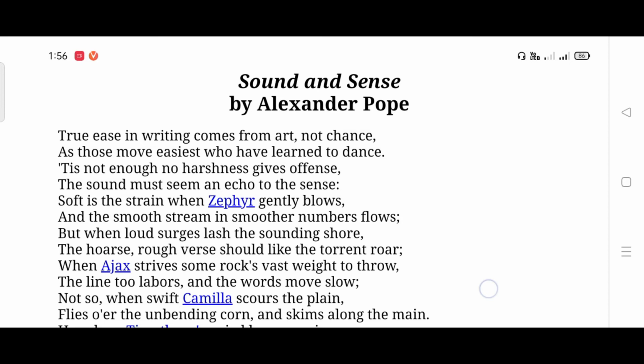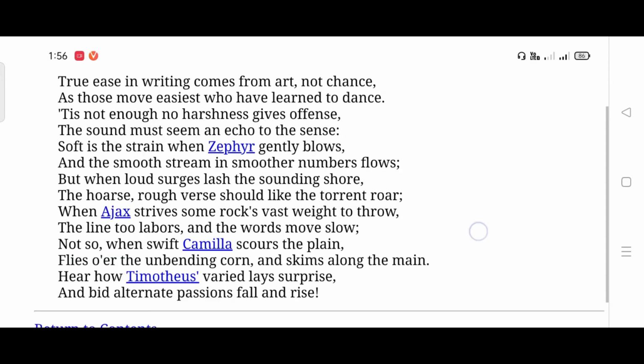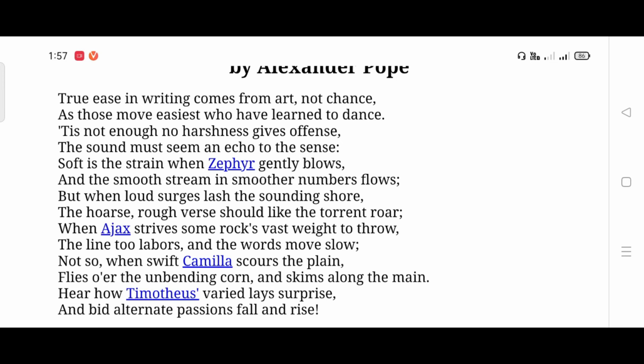See, it's not an easy task to write poetry. It seems that it's very easy to write poetry. No, it is not. Now, in the next couplet, Alexander is saying, not so when swift Camilla scours the plain, flies o'er the unbending corn, and skims along the main. Hear how Timotheus' varied lays surprise, and bid alternate passions fall and rise.